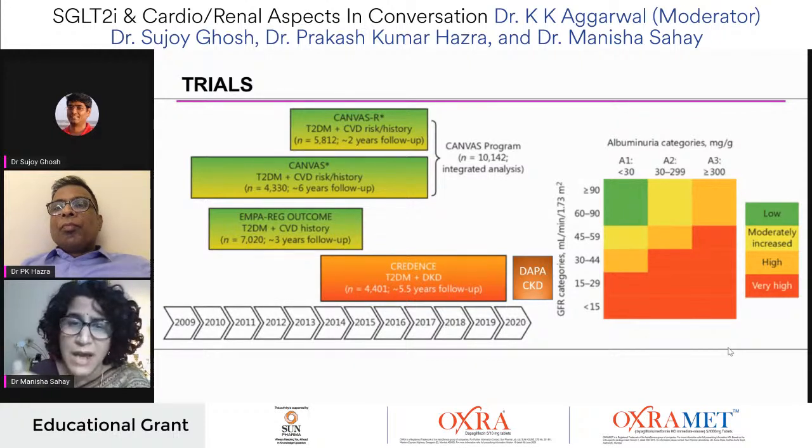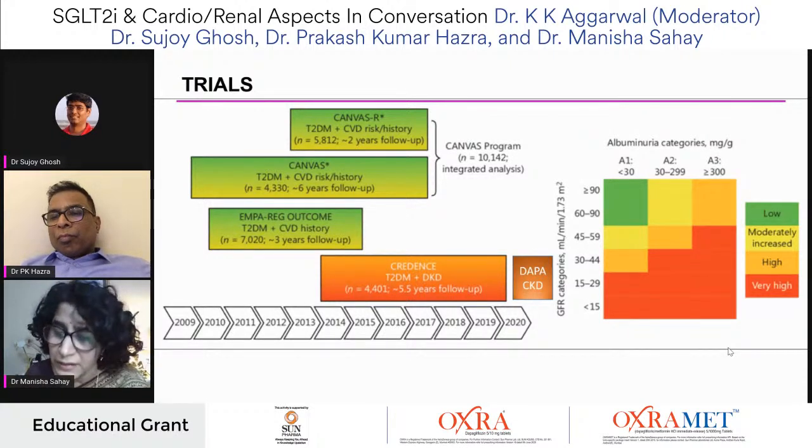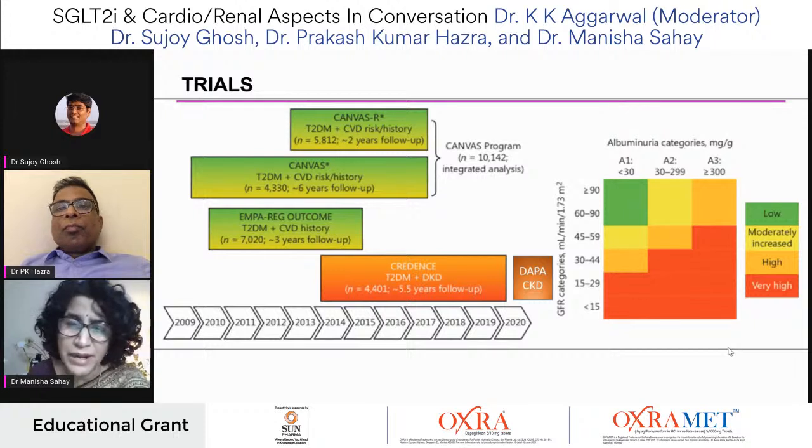The GFR was up to 30. So this trial focused on Dapagliflozin. And then came the Dapagliflozin, the path-breaking trial, which was also in severe renal failure, in diabetic as well as non-diabetic patients. So these are the important trials.